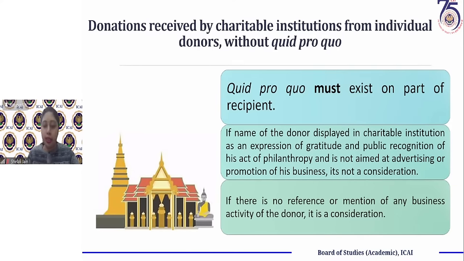But if they have mentioned that this wall has been constructed by Mr. Sohan, and then his entire official address or owner of Sohan Builders, then in a way his business is being advertised. He is advertising his business. Then that is a consideration. Then the amount which he is giving as a donation is not a donation actually. It becomes consideration and it can be termed as supply, considering other conditions are fulfilled.